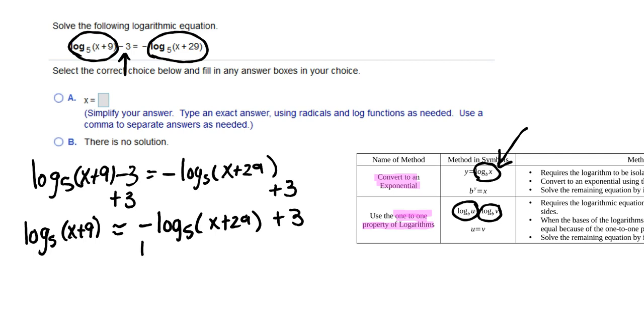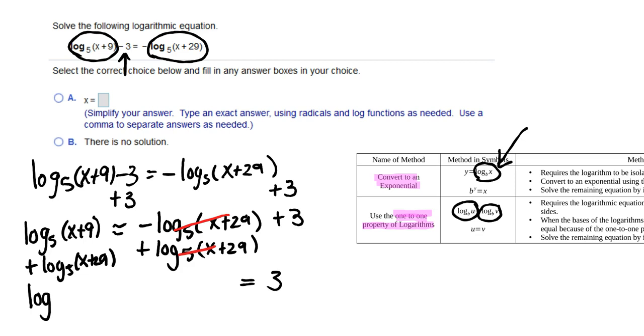And now I'm going to move this log so that it's on the same side as the other log, plus log base 5 of x plus 29. They cancel out from this side. The only thing left on this side is 3. On the left side, those are not like, so I can't combine them. So I'll just write them down. Log base 5 of x plus 9 plus log base 5 of x plus 29.